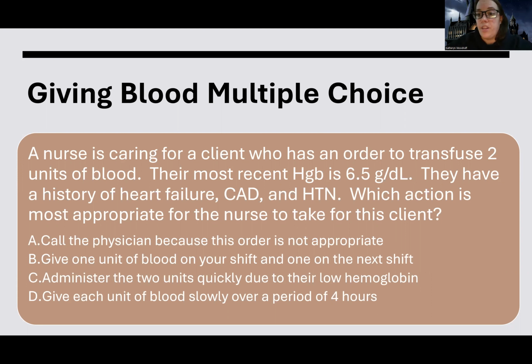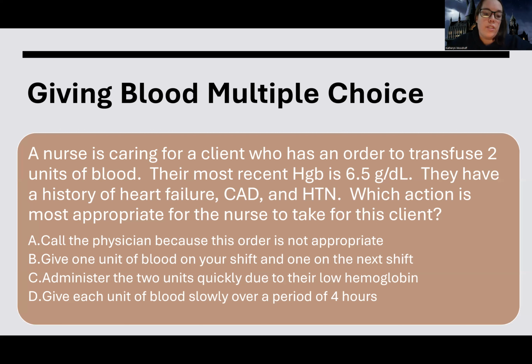So there's a lot of information in a question like this. Here, first I have to look, and it says that they have an order to transfuse 2 units of blood. I know there's some sort of plan or preparation to give 2 units of blood. Their hemoglobin is 6.5. Then I need to consider their histories. They have a history of heart failure, CAD, and hypertension, so they have a lot of cardiac history. I do know with heart failure, they don't handle a lot of fluid, so I need to take that into account. It says which action is most appropriate for the nurse to take for this client.